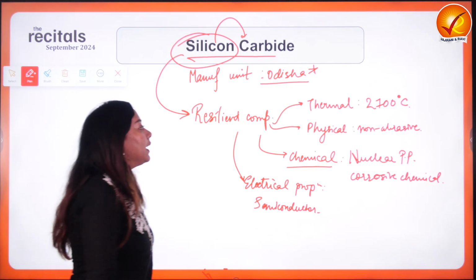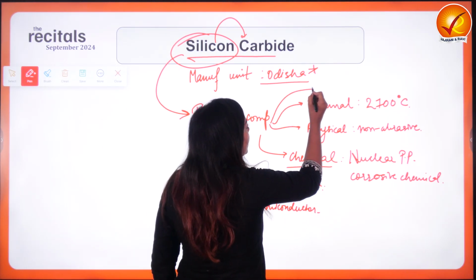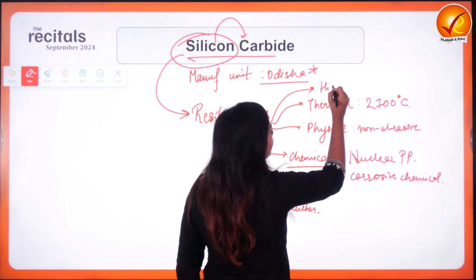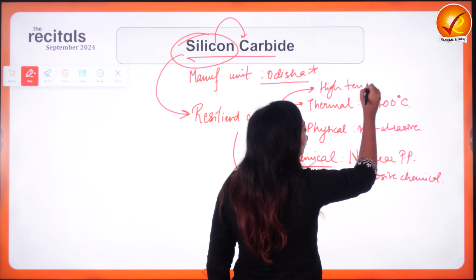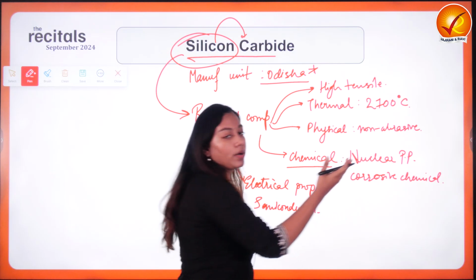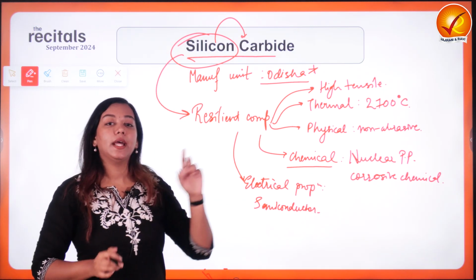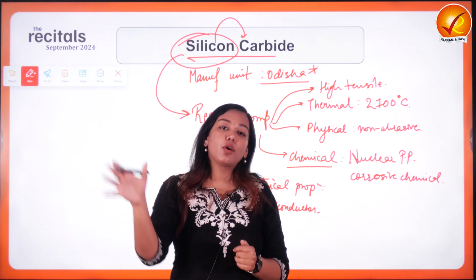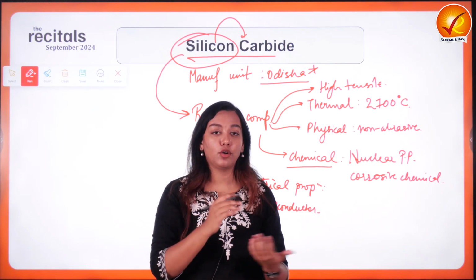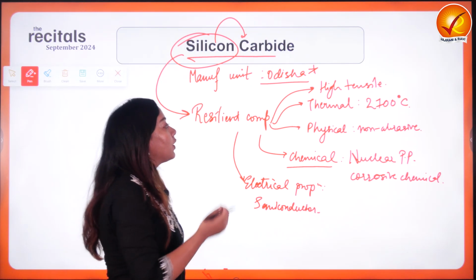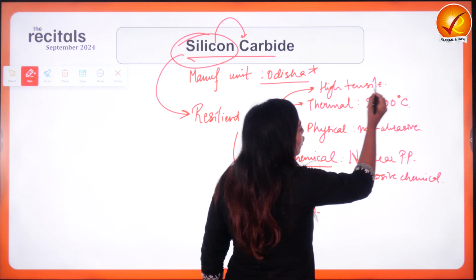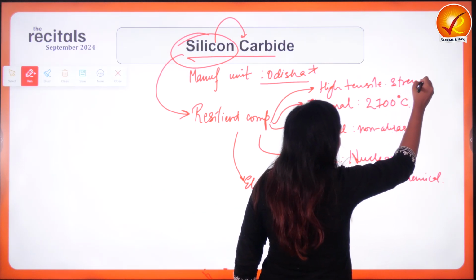And not to forget, it is also non-brittle, so it has high tensile strength, which means it can carry more load per unit area. Therefore, it can be used in aeronautical applications, spacecraft, creating rockets, or creating aeroplanes. So it also has high tensile strength.